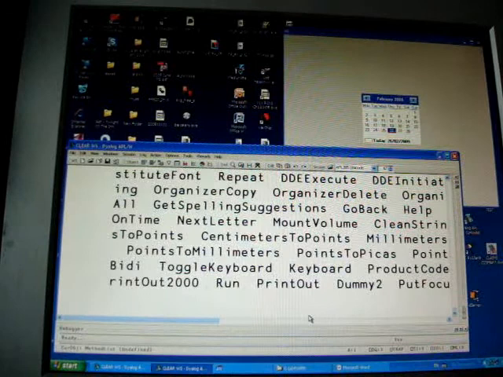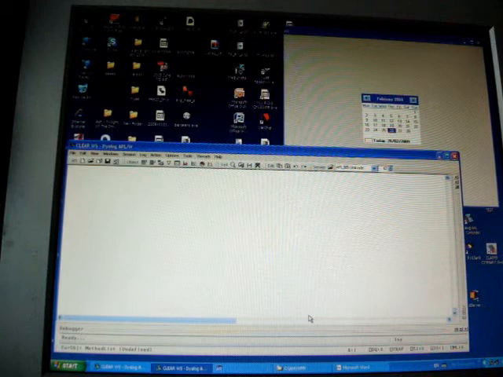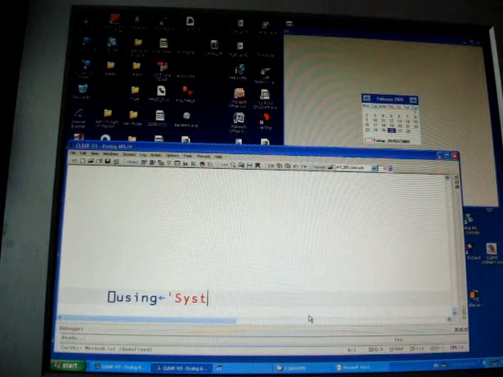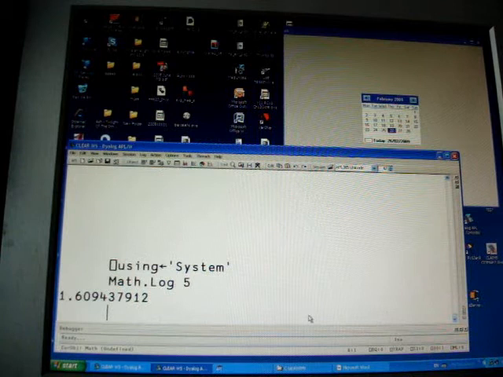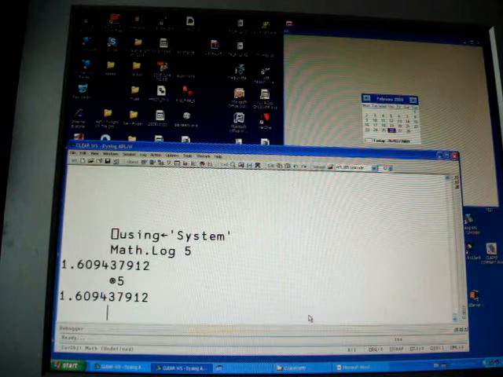What about .NET? Using the system namespace, find the log of 5. In APL, that's just log 5.